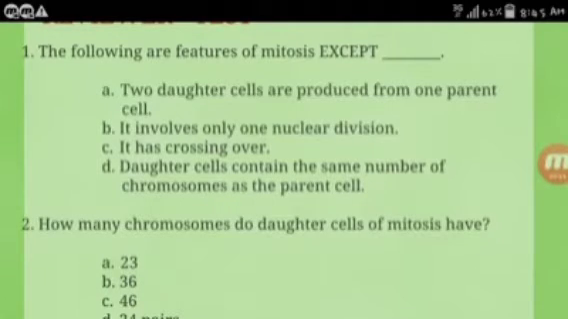So in mitosis, letter D is correct because it only undergoes one cellular division. And letter B, it involves one nuclear division, this is true. And two daughter cells are produced in mitosis. So the answer here is letter C, it has crossing over, because in mitosis there is no such thing as crossing over of chromosomes.